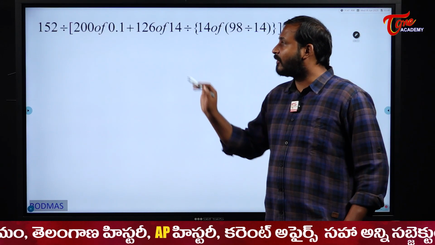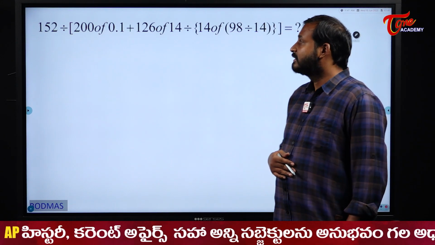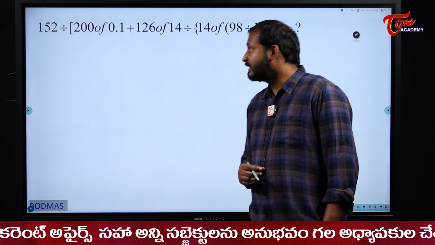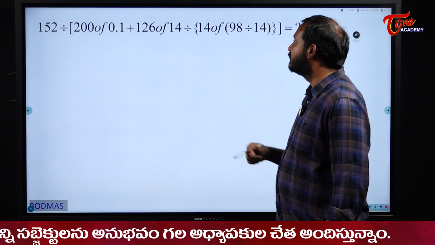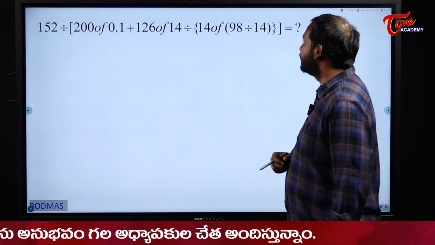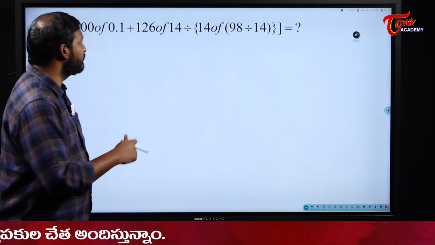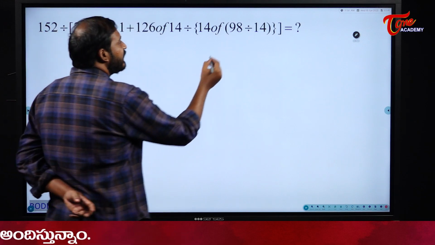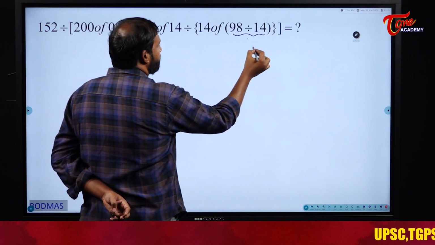Everyone, pause the video and try to get the answer for this one: 152 divided by the sum of 200 of 0.1 plus 126 of 14 divided by 14 of 98 divided by 14. Okay, so now what happens to this one? Please see here. First I should solve 98 divided by 14. What does it become, students? It becomes 7.